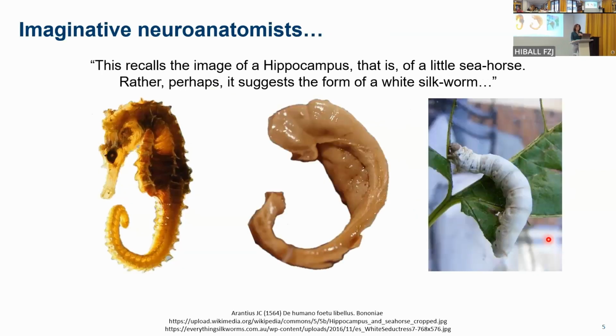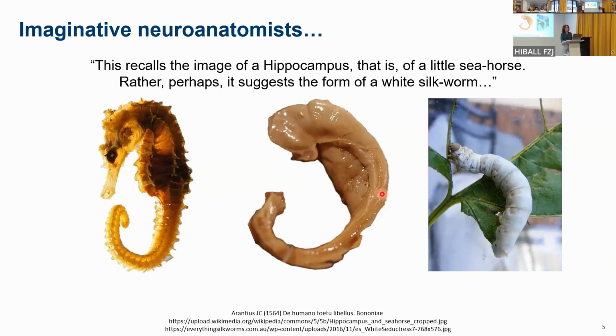Now, as I mentioned, it is a really old brain structure from the evolutionary point of view, and also its name dates very far back in time. So the name hippocampus was first used by the anatomist Arantius in 1564, okay? And what he said was that macroanatomically, this part of the brain reminded him of this little sea animal, an upright swimming fish.